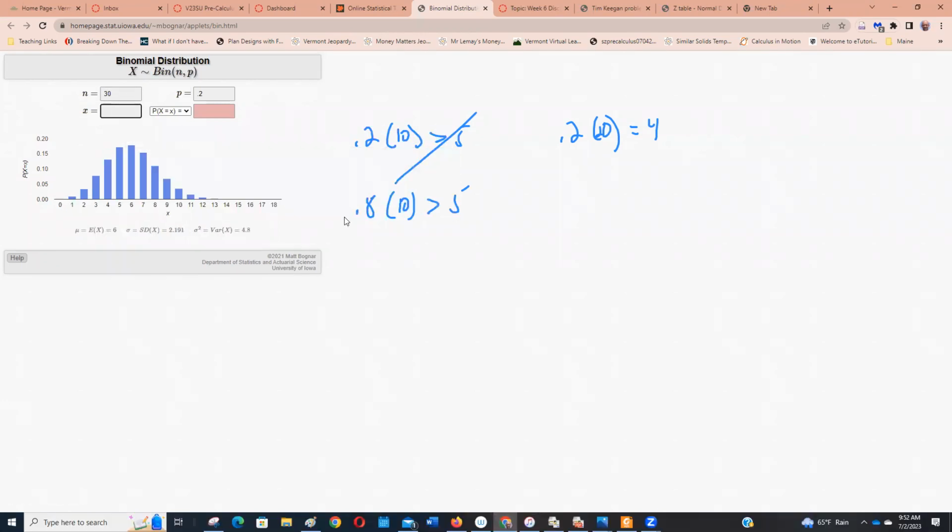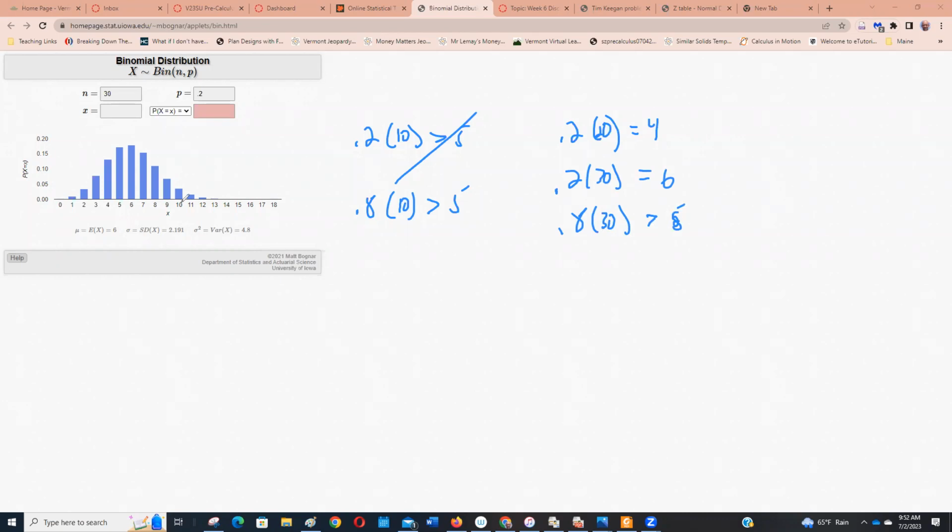Now that is starting to look more symmetric. Now watch, 30. That's 6. So 0.2 times 30 is 6, and 0.8 times 30 is 24, so that's bigger than 5 also. So this is starting to get more symmetric. Dr. Stevens says that's close enough to a normal distribution to use it.